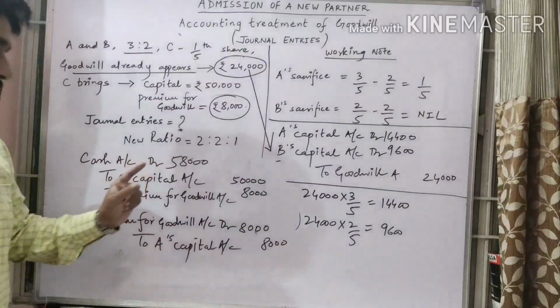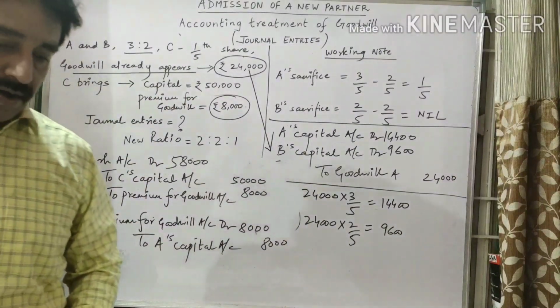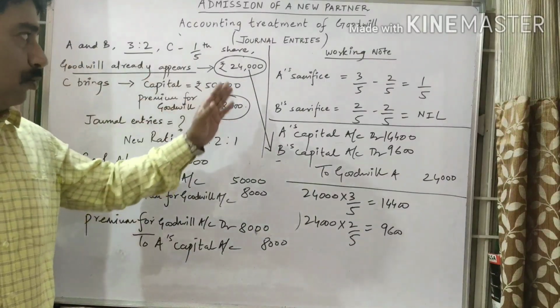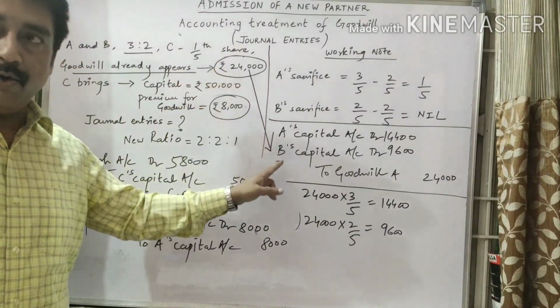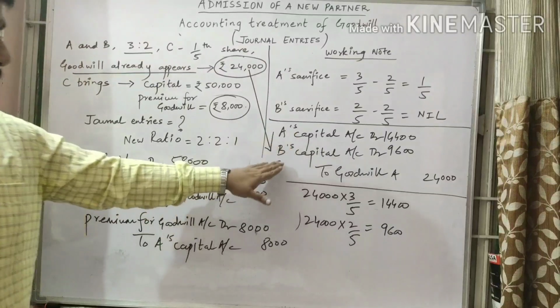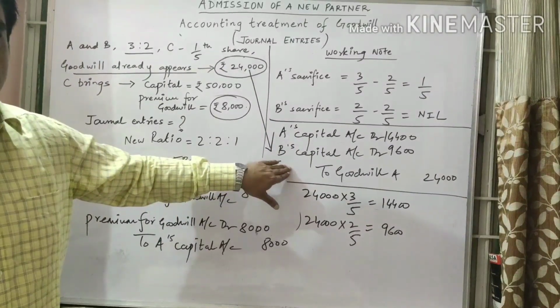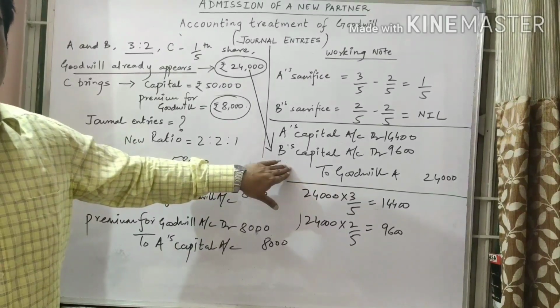Okay children, so these are the entries required in this question, and they had told you that there was an amount of goodwill appearing in the old balance sheet. For that, you will have to pass this entry. And what do we call this? We are actually writing off the amount of goodwill appearing in the old balance sheet.